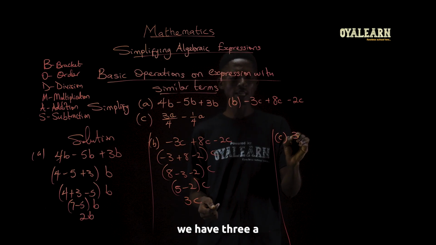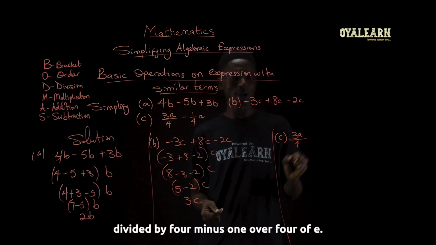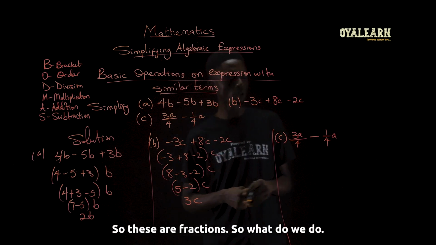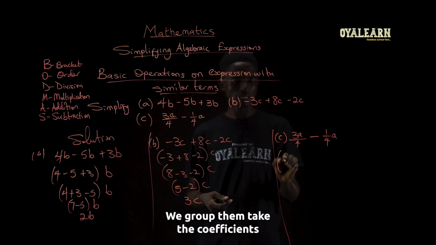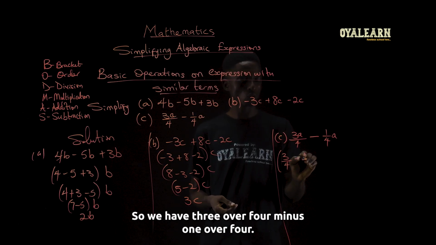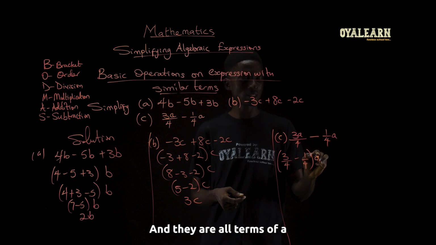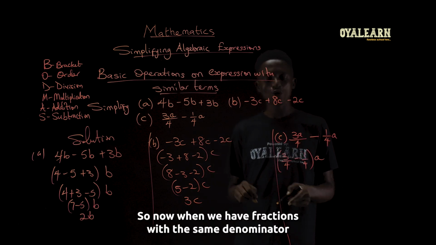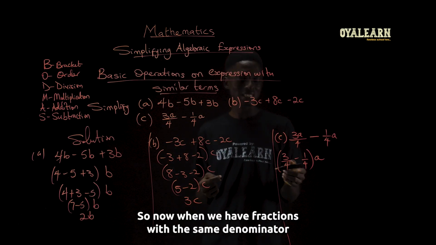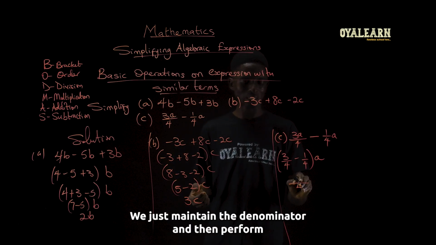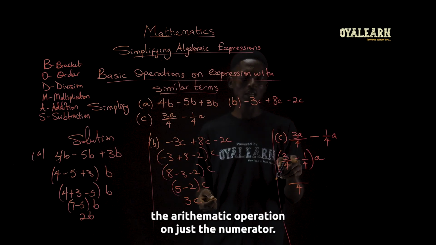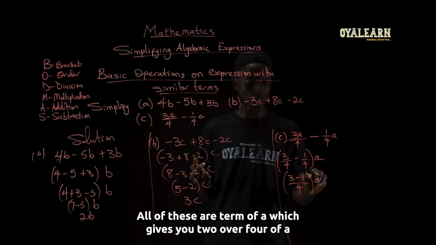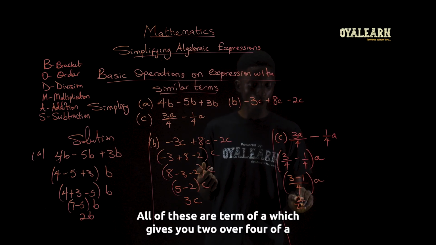We have 3a divided by 4 minus 1 over 4 of a. So these are fractions. So what do we do? We group them, we take the coefficients. So we have 3 over 4 minus 1 over 4. Those are the coefficients, and they are all terms of a. We can do this because they are similar terms. Now when we have fractions with the same denominator, what do we do? We just maintain the denominator and perform the arithmetic operation on just the numerator. So now we have 3 minus 1, all of these are terms of a, which gives you 2 over 4 of a.